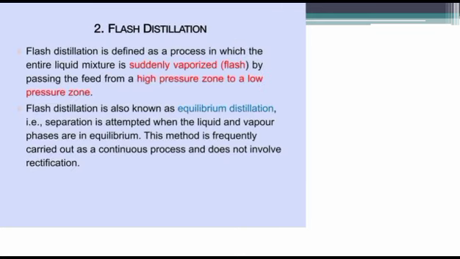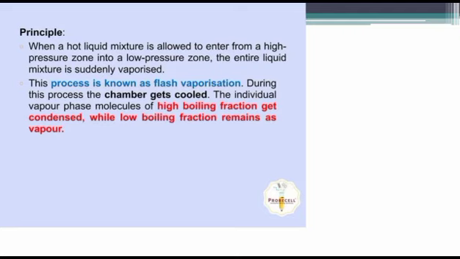Flash distillation. Flash distillation is defined as a process in which the liquid mixture is suddenly vaporized. Flash distillation is also known as equilibrium distillation. Principle: when a hot liquid mixture is allowed to enter from a high pressure zone into a low pressure zone, the entire liquid mixture is suddenly vaporized. This process is known as flash vaporization. During the process, the chamber gets cooled. In the vapor phase, molecules of the high boiling fraction get condensed and the low boiling fraction remains as vapor.